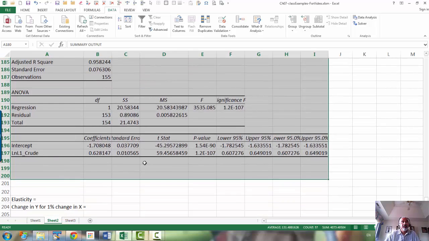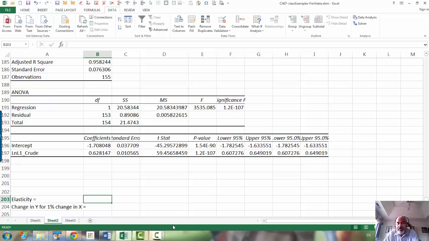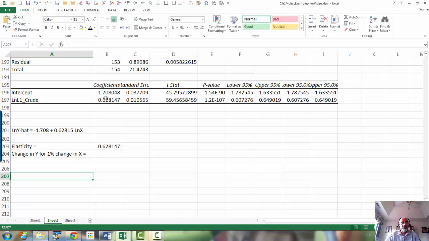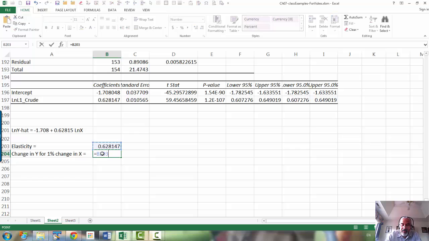Now the elasticity is b sub 1. The equation for the transformed variable is right there. So elasticity is just that. This tells us how much y will change if x changes by 1 unit. So for 1%, we take that and divide by 100, and you express that as a percentage.